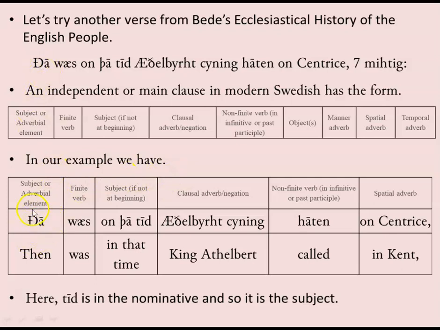We have thar, subject or adverbial element. So in this case, thar is the adverbial element. It has a sense of time, so it's an adverbial element. Finite verb, was. Subject, if not at the beginning, well, tid is our subject. It's the time that's in the nominative. So on thartid, in that time.